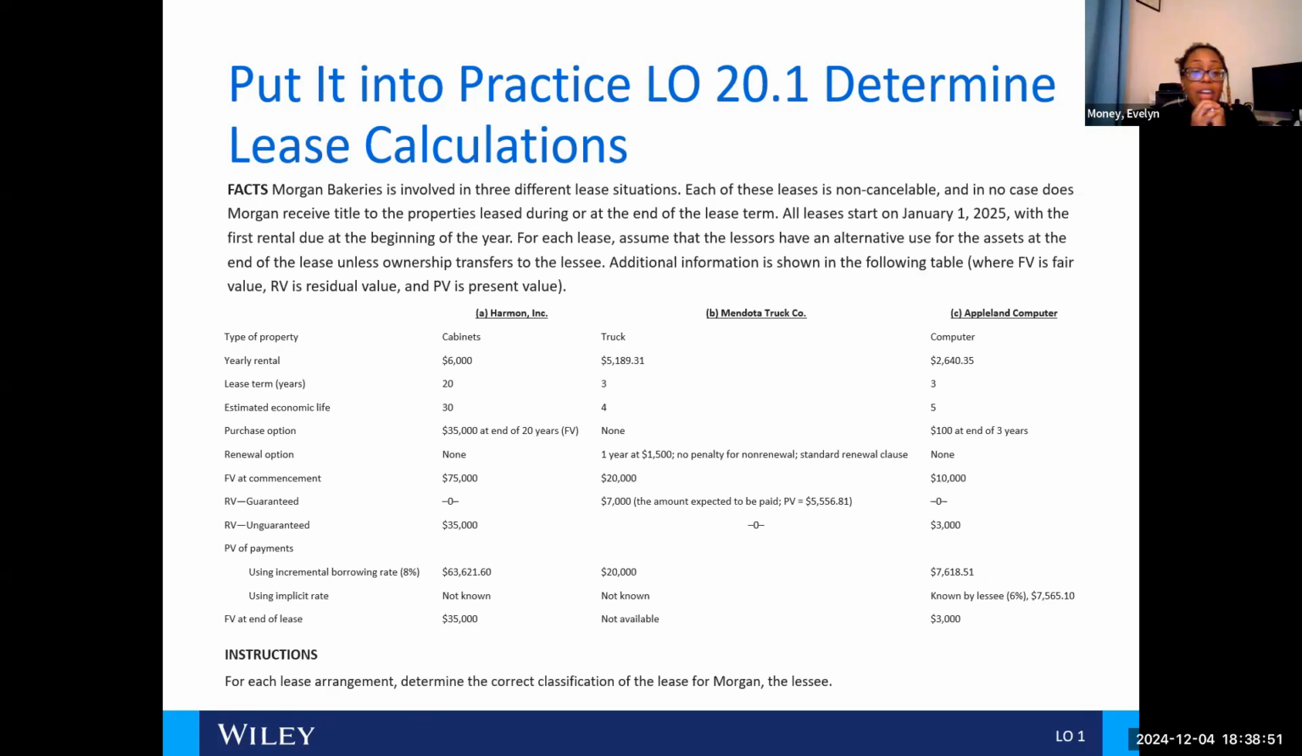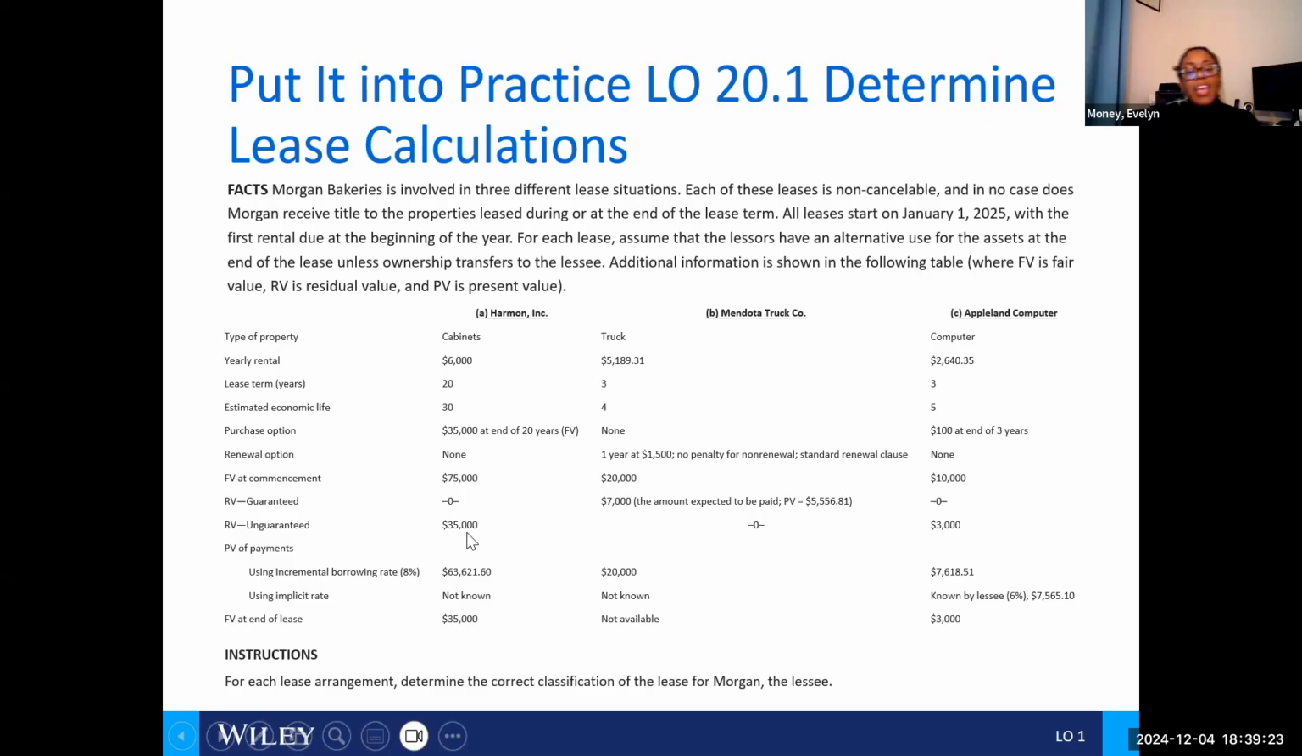Now, let's see if there is a bargain purchase option. So I'm looking, see my lease term, here we go. I have a purchase option of $35,000 at the end of 20 years. That's interesting. That's pretty high. I wonder what the fair value of this item is at the end of the lease term. Let's see. The residual value that is unguaranteed is $35,000.